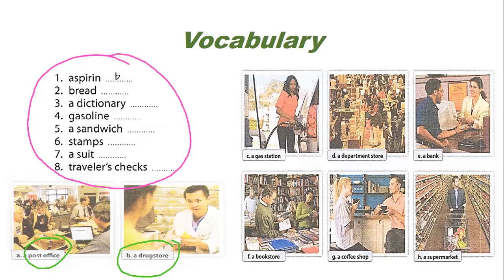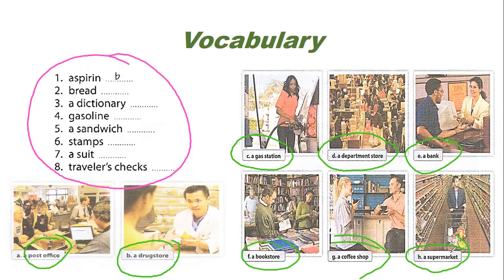Letter B, a drugstore. So in the drugstore, we can get an aspirin, right? Then we have letter C, a gas station, a department store, a bank, a bookstore, a coffee shop, and a supermarket. Those are the places that we have. And then we have the words bread, a dictionary, gasoline, or gas. In the US, usually we only say gas. We don't use gasoline, but this is for the book. A sandwich, stamps, a suit, traveler's checks. That's the vocabulary.